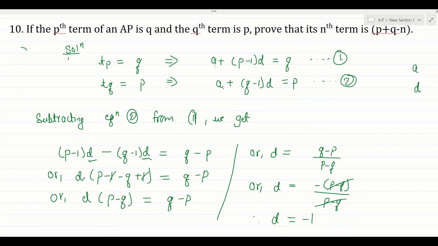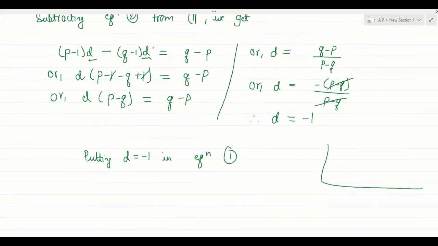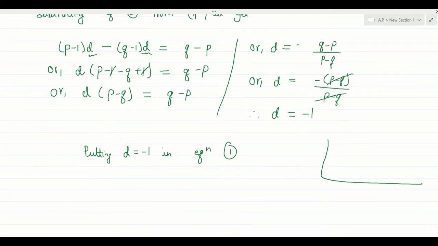Now we need to get the value of A. To get the value of A, we will put D is equal to minus 1 either in equation 1 or in equation 2. So putting D is equal to minus 1 in equation 1. What was our equation 1? It was A plus P minus 1 D equal to Q. Isn't this? Okay.